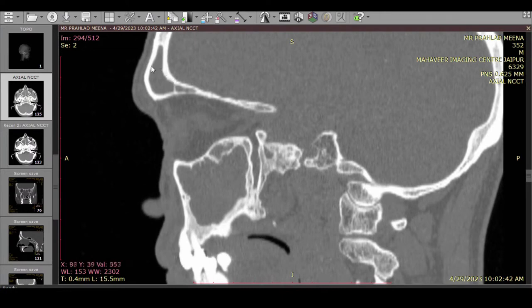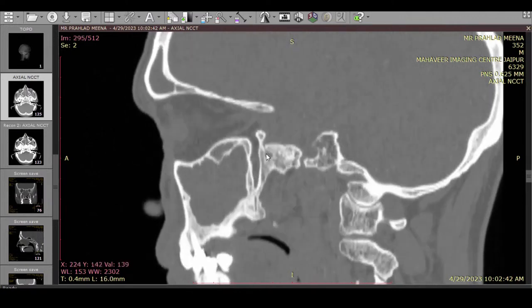See, this is the frontal sinus. This is the party wall between these two, and this is the shallow supraorbital recess. Sir, that means the supraorbital cell is always behind the frontal sinus, isn't it? Always. That's the point. That's what I had shown earlier. I will show you again and again.